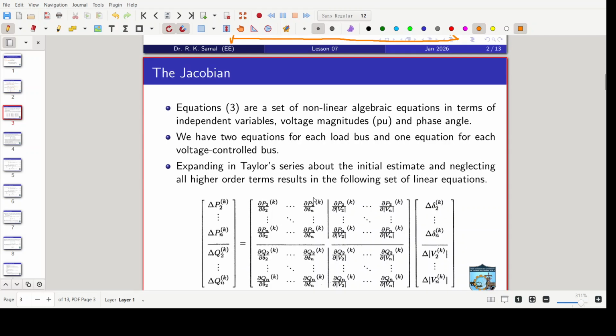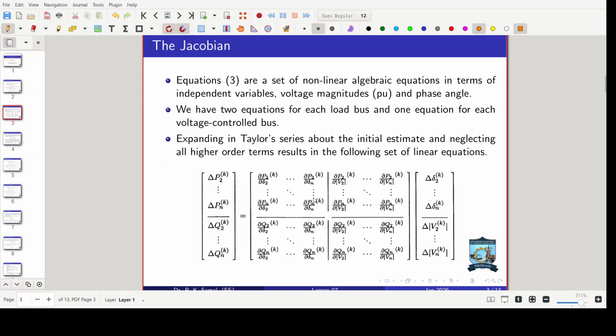For small differences among angles, it simply is a function of delta i minus delta j. As we discussed in the last class, the Newton Raphson method relies on evaluation of the Jacobian matrices, which are basically derivatives with respect to variables. So equation 3 in the previous slide is a set of non-linear algebraic equations in terms of various independent variables, voltage magnitudes and phase angles. We have two equations for each load bus and one equation for each voltage control bus. Expanding in Taylor series about the initial estimate and so on, we get this particular Newton Raphson form.